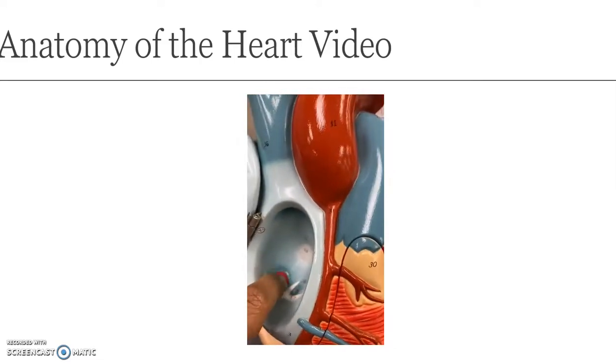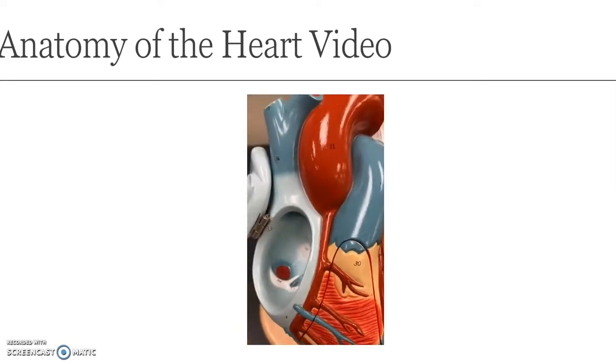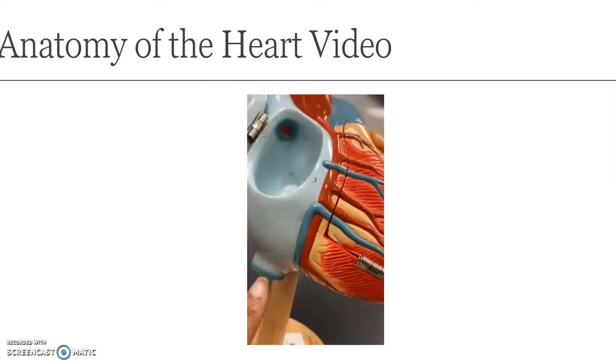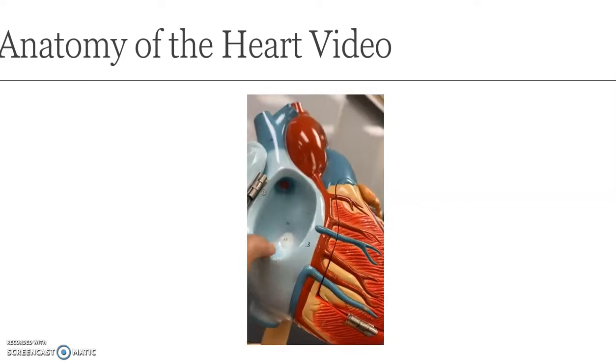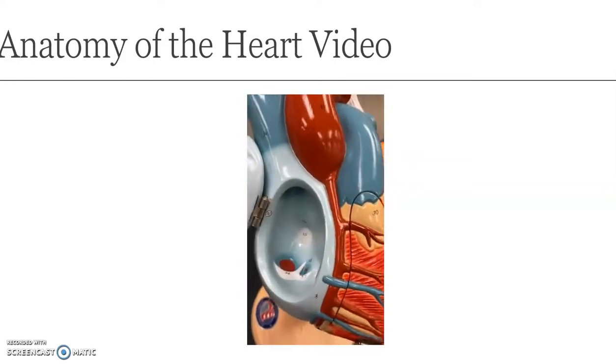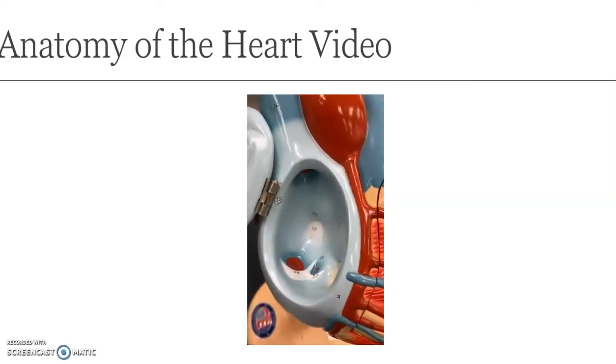Number 33 is going to be where our inferior vena cava is. So you can see that's the inferior vena cava here, and it is going to allow blood to flow up, deoxygenated blood to flow up and fill into this right atrium. It's called the right atrium.